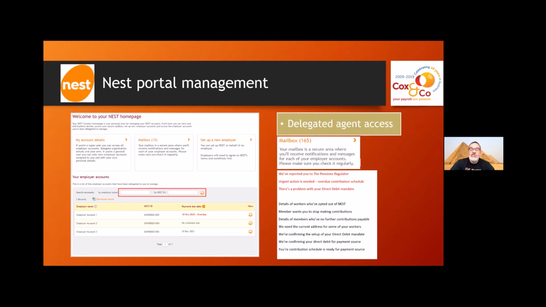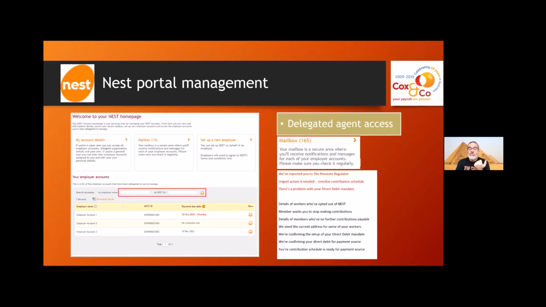We've reported you to the pensions regulator, which I hasten to add is an employer who ceased being about 12 months ago. One thing you can't do with Nest very easily is remove yourself as a user. Unless someone else has taken over, you can do it as an employer. You could take us off. You can say you don't want Cox Co looking at it anymore. But Cox Co as a delegated user can't take anyone off at a higher level. So we end up ultimately with some rogue accounts that shouldn't be there, which is useful when I'm trying to look at messages that you might see.